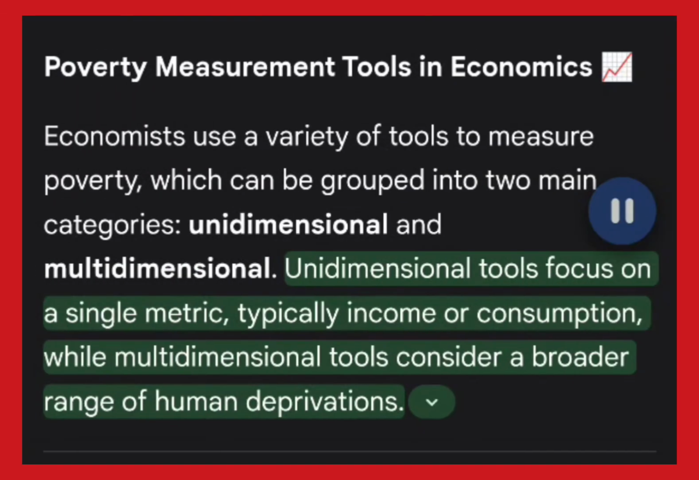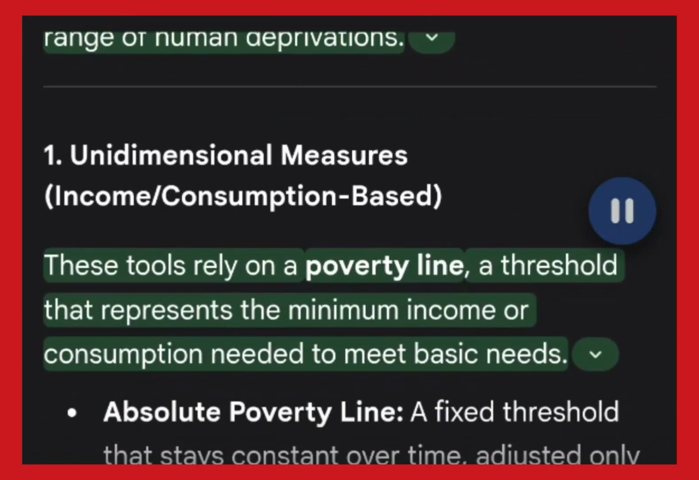Economists use a variety of tools to measure poverty, which can be grouped into two main categories: unidimensional and multidimensional. Unidimensional tools focus on a single metric, typically income or consumption, while multidimensional tools consider a broader range of human deprivations. 1. Unidimensional measures: income, consumption-based.